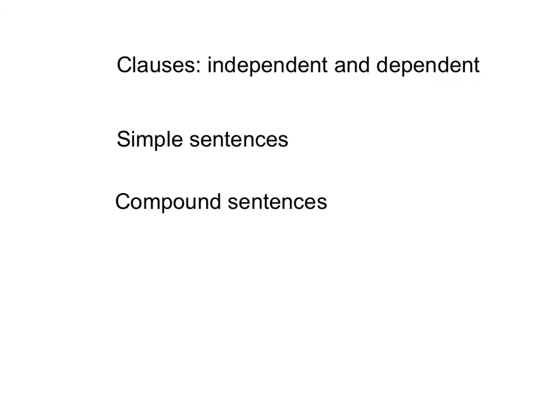So let's summarise what we've done in the last 5 minutes. We've learned about clauses. Independent clauses can stand on their own as sentences, but dependent clauses cannot. Simple sentences contain one independent clause but no dependent clauses. Compound sentences contain at least two independent clauses and they're usually connected with FANBOYS or sometimes with a semicolon. And complex sentences contain one independent clause and at least one dependent clause. They're usually connected with subordinate conjunctions.